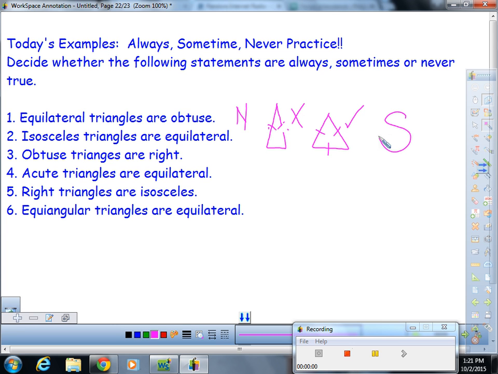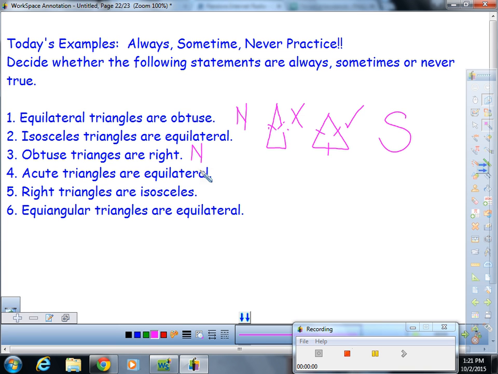Obtuse triangles are right. Can you have a triangle that has a 90-degree angle in it that also has a 90-degree or a larger than 90-degree angle? No. That's another never.